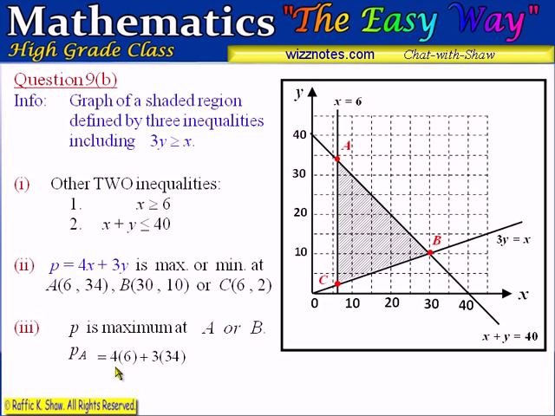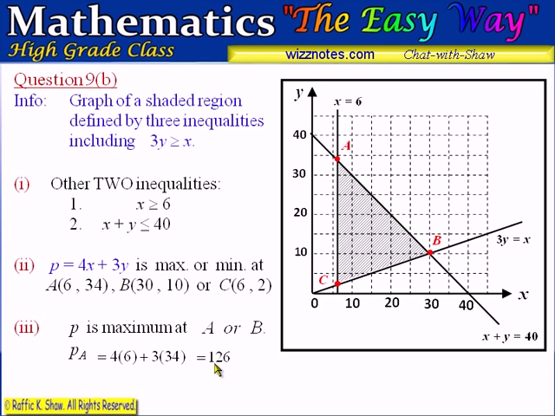So at A, the value of P will be 4 multiplied by the x value at A, which is 6, plus 3 multiplied by the y value at A, which is 34. By that calculation, the result for the value of P at A is 126.